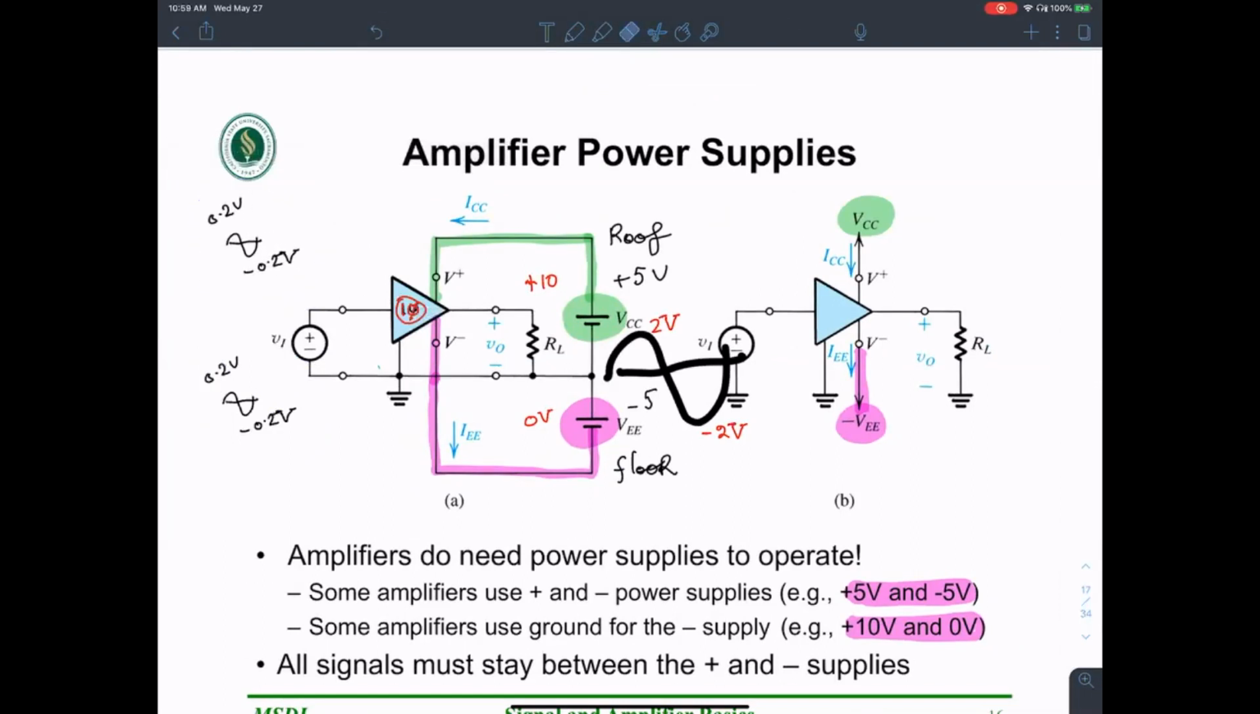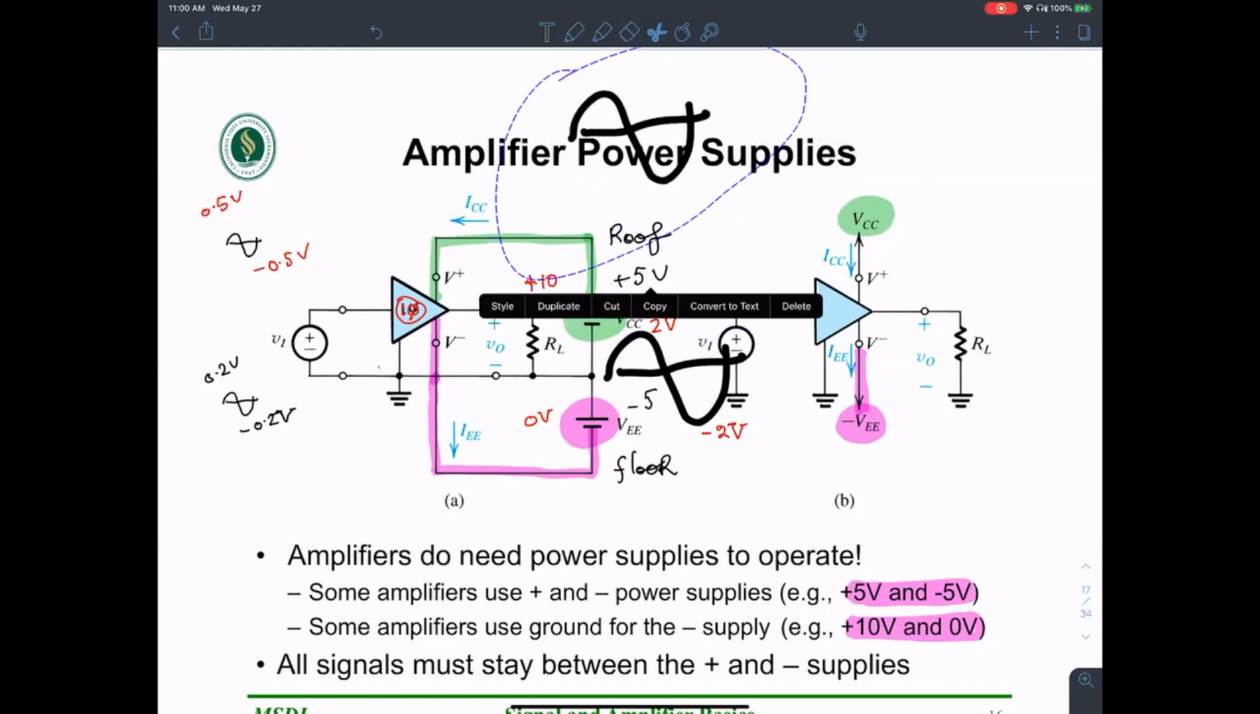How about if I apply an input voltage that is 0.5 volts on the positive peak and negative 0.5 volts on the negative peak? What do you think is going to be the value on the output? The output is also going to magnify, right? So 5 and negative 5. That's 5 volts and negative 5 volts. Sure.